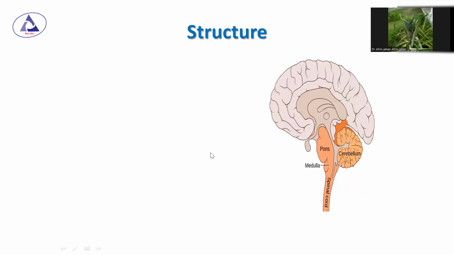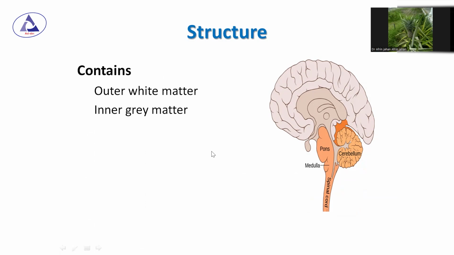Structure of the brainstem. Brainstem contains outer white matter and inner gray matter. This organization is called primitive organization. Neuron has two parts: cell body and their neurites or processes. Neurites are axon and dendrite. White matter contains neurites of the neuron, that means processes of the neuron, axon and dendrite. And gray matter contains their cell body, that means cell body of the neuron. This organization is called primitive organization.